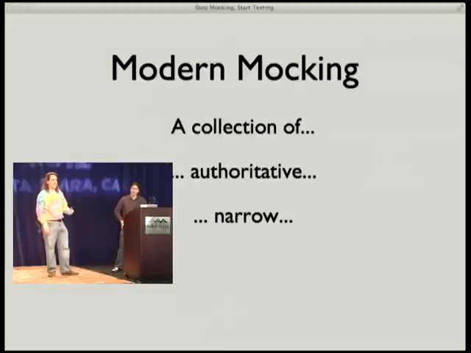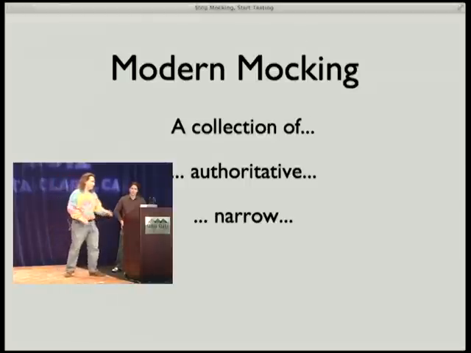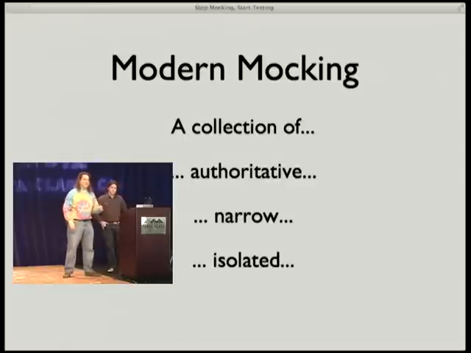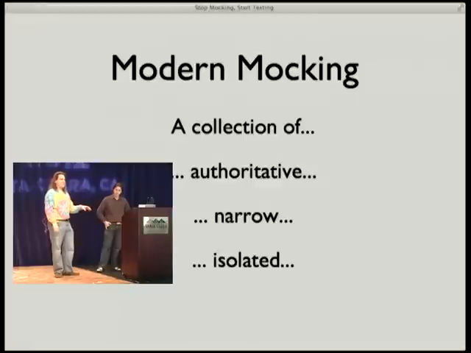Our collection is narrow. It only mocks the things that are actually expensive and that we don't actually want to have present in the test. So things like the network, things like disk, things like partner Google services with foreign code bases that we reach out to with remote procedure calls in production. Our collection of mocks is isolated. There's no code dependency between our mocks and the things that they're mocking.